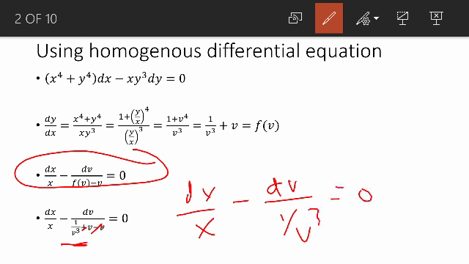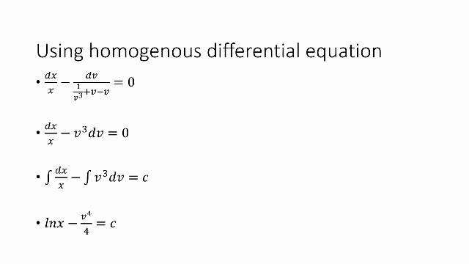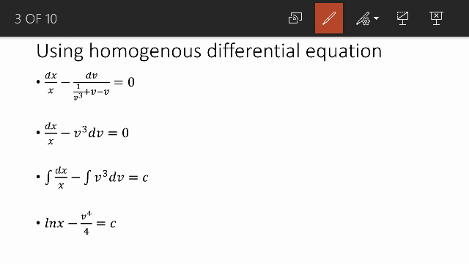Which when you divide, you are going to get the dx over x minus v cubed dv equal to 0. So that is what we are going to have, and that is why we have this here. So the dx over x minus v cubed dv equal to 0. Okay, now the solution to a homogeneous equation is to integrate through.